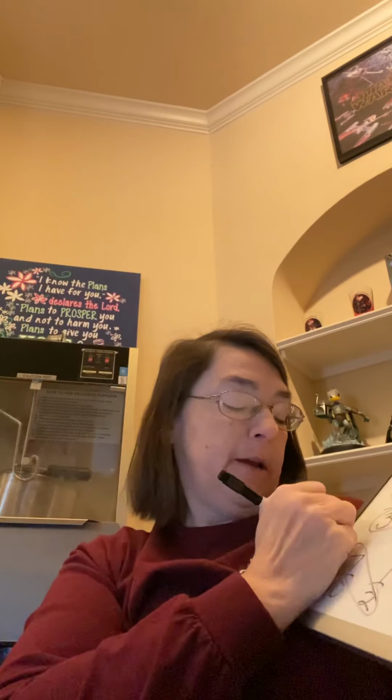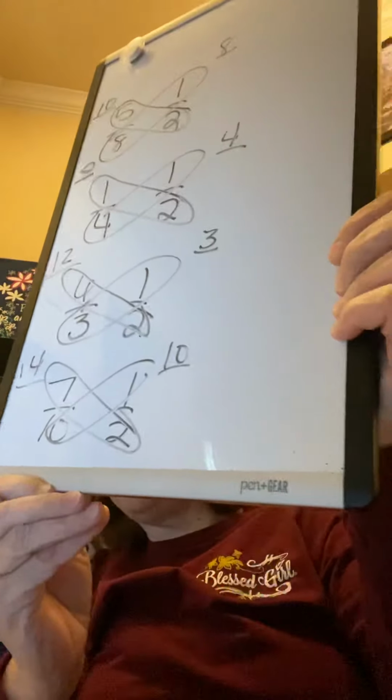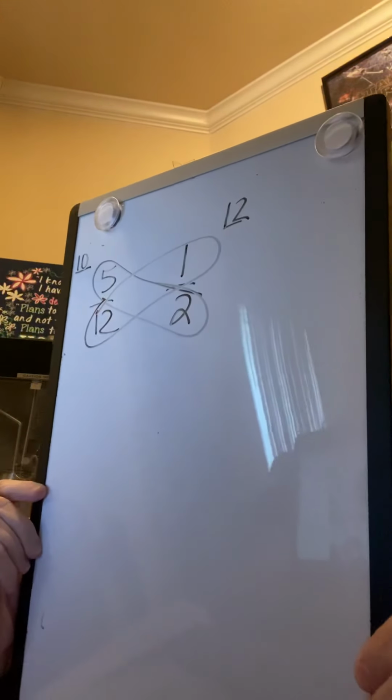I butterfly. I get 14. Here I get 10. Is 7/10 bigger than a half? Yes. Okay, the next one is 5/12 and a half. I butterfly. I get 10. I butterfly here. I get 12. Is 5/12 bigger? No. The last one, 6/12 and a half.